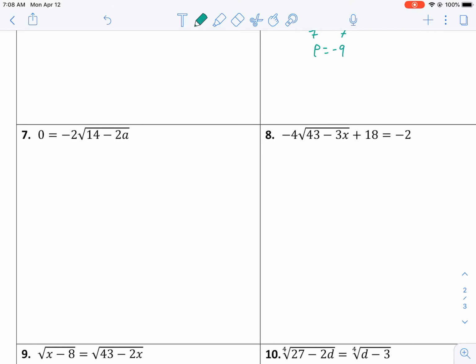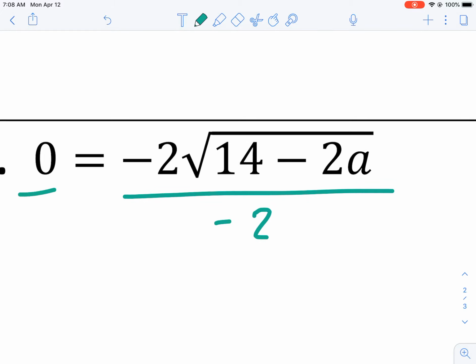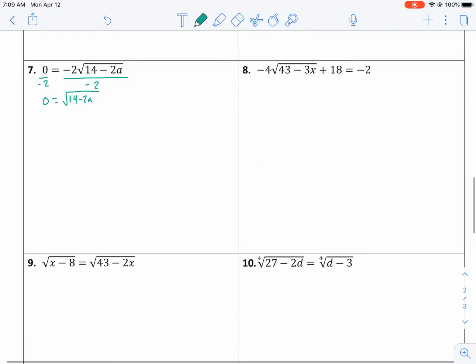For these questions, you can do both of these. You can still just divide, right? Divide by -2, divide by -2, to get the radical by itself. So you can solve that.